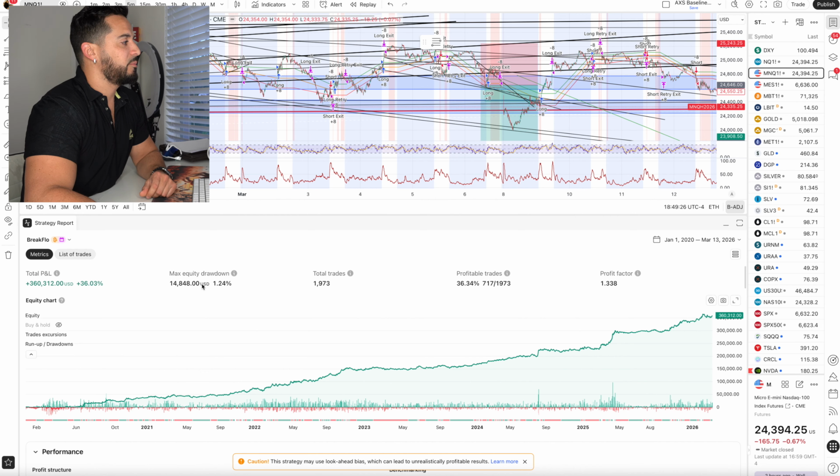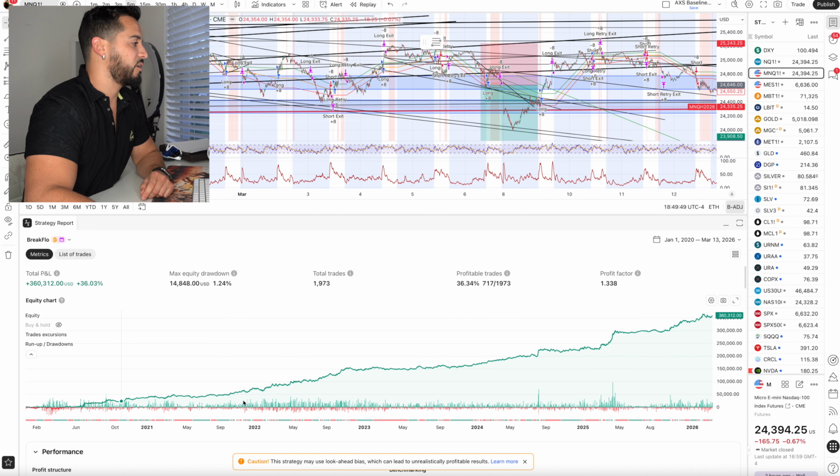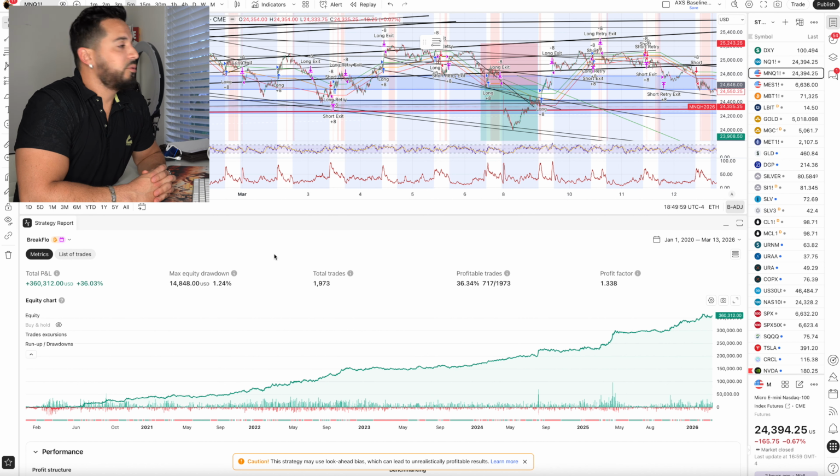And then the maximum equity drawdown in all of that period, once again, is around 14,000, a little bit closer to 15,000. As you can see, also a low number of trades, only 1,973 trades in 6 years. Profitable trades, 36%. Profit factor, 1.338. And here's the equity growth curve. Looks very nice in my opinion. So yeah, there you have it.